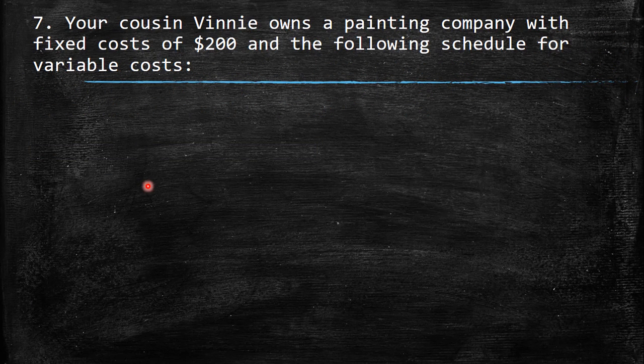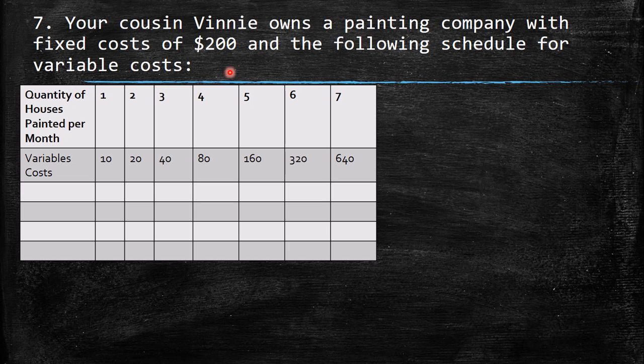The seventh question says, your cousin Vinnie owns a painting company with a fixed cost of 200 and the following schedule for variable cost. Here we have the table: the quantity, measured in houses painted per month, from 1 to 7 houses, and here we have the variable cost. So the variable cost, as with the pizzeria where it was the ingredients.